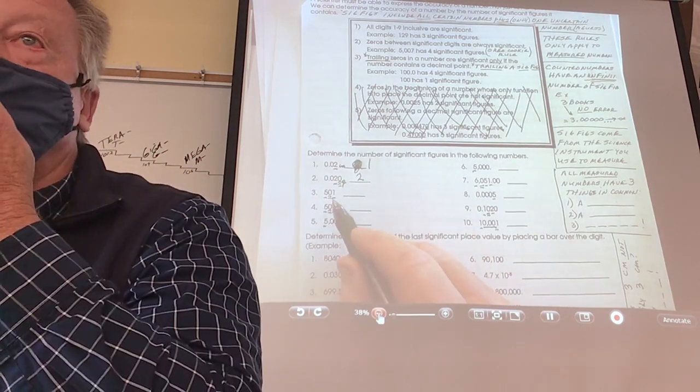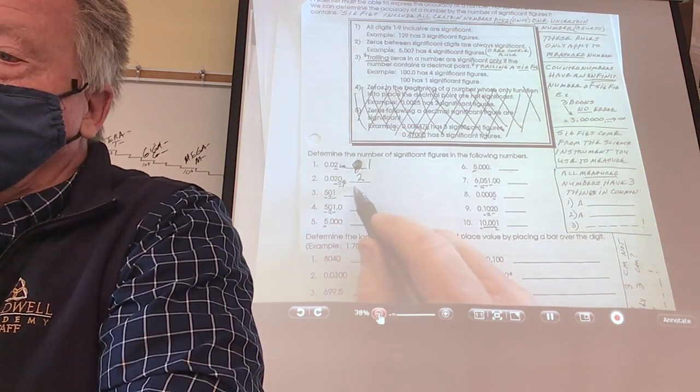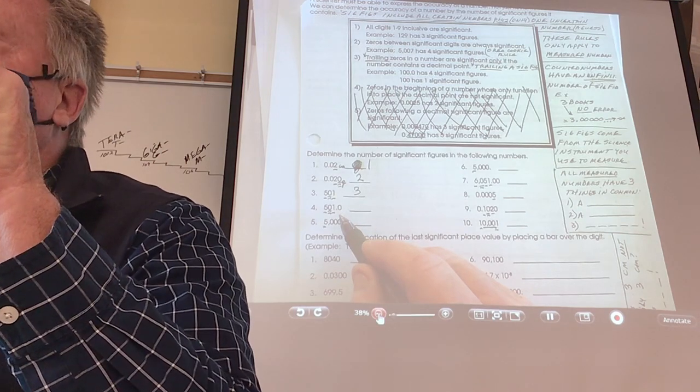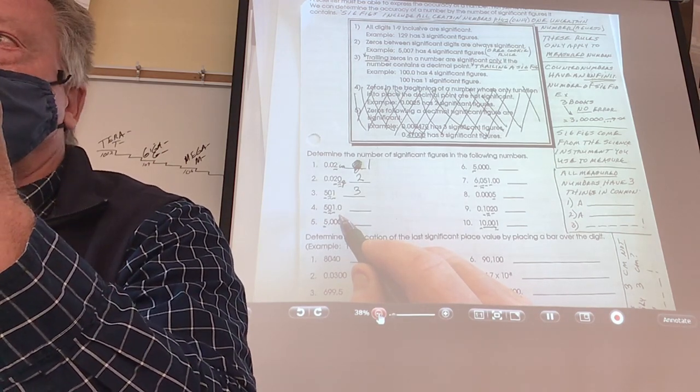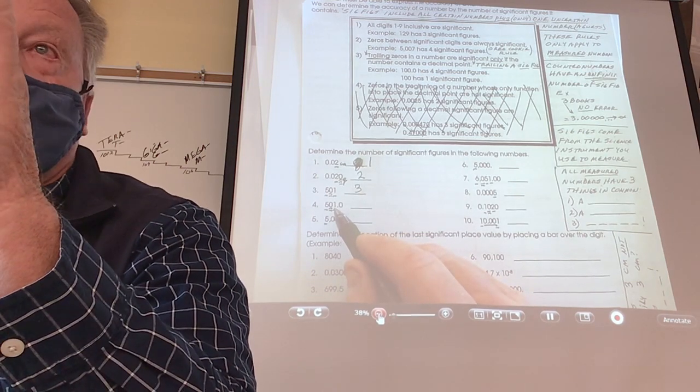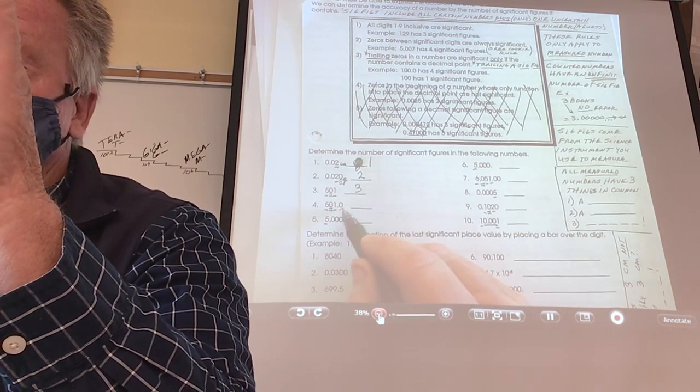This one, I'm already done, aren't I? Yeah. There's 3 here. And what about this? Oh, I see a 0. Wait. I didn't say trailing a decimal. I said trailing a sig fig. It does trail the 1, doesn't it? Is there a decimal? Yes. Then you're in.